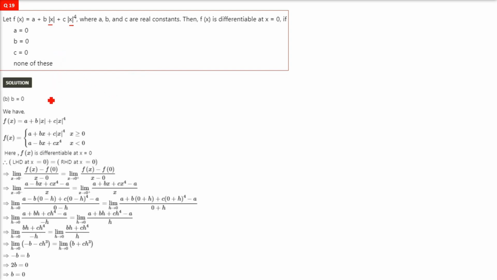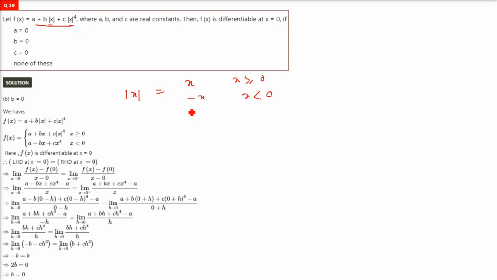So you can do it by yourself. You just have to take the left hand derivative, right hand derivative, just equate it. And by equating, you will get some value of b or a, whichever is there. Modulus x, we already know it is x when x is greater than or equal to 0, negative x when x is less than 0.